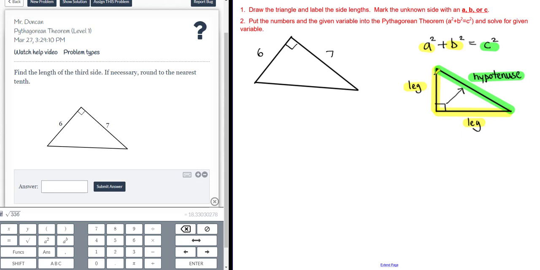Using the notes we started with, the sides that make the right angle are yellow, and these are called legs. I'm just going to use the same thing. So that's yellow, and that's yellow. So I've got a 7 and a 6.